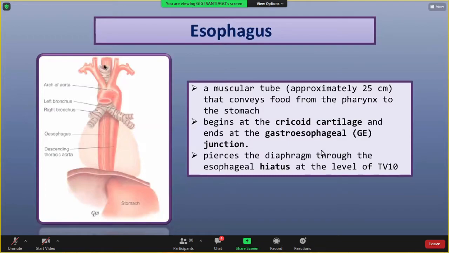That's where your esophagus starts and ends at this level as it enters your stomach. Okay, at the gastroesophageal junction. Of course, you will notice here that as it enters your stomach, it passes through an opening in your diaphragm. What is the corresponding level of that opening? T10. Okay, don't forget that. These are important things that you should know. You should remember. This passes through your opening at the level of T10. Okay, so that's your esophageal hiatus in the diaphragm.